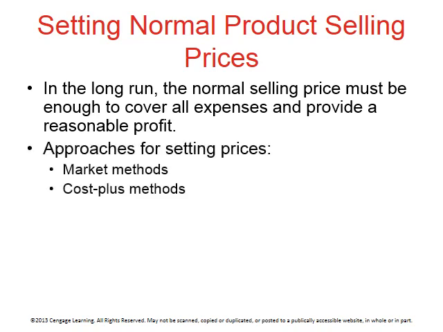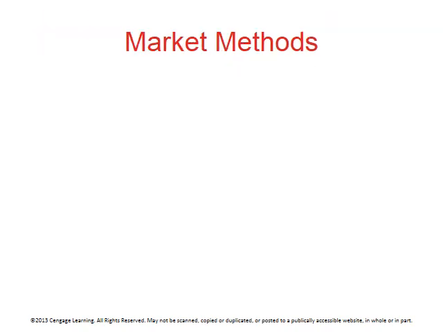So a couple different approaches we could use to set prices. We could use the market methods, where we look at the market price of what we're selling. Or we can look at the cost plus method, where we look at what it costs us to manufacture something and then put our margin on.